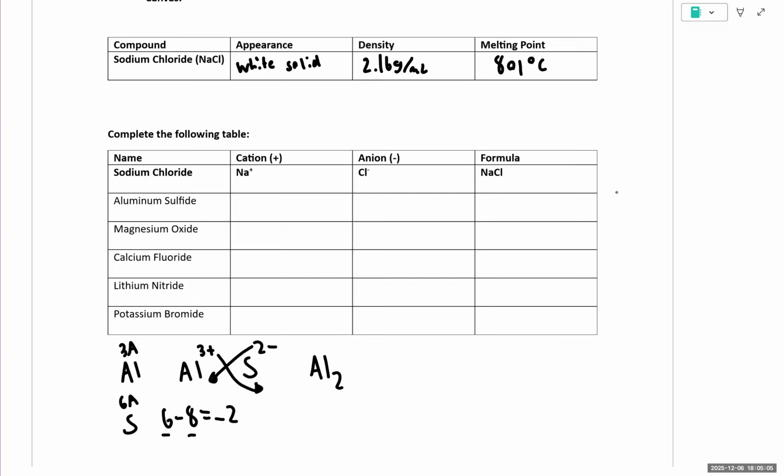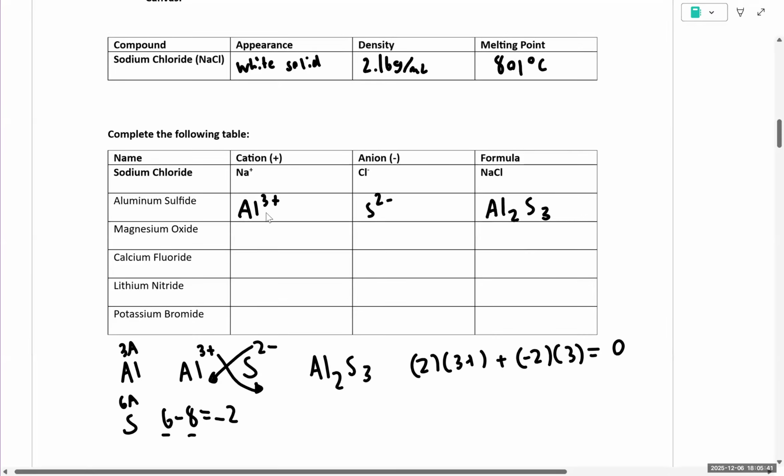This gives us Al2S3. The reason why this works is this ensures that the charges are balanced. The two 3 plus charges of aluminum are matched by the 3 2 minus charges of sulfur, giving us a net total charge of 0. So for example, in aluminum sulfide, we have aluminum 3 plus, S 2 minus, and the formula Al2S3. With this example in mind, I'd like you to complete the rest of this table independently.